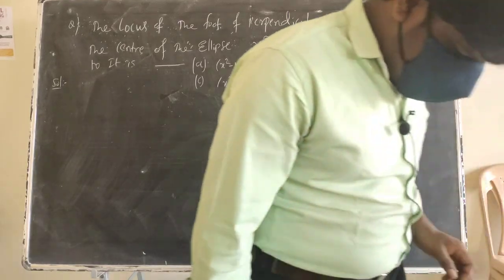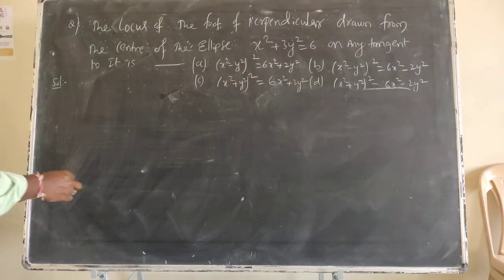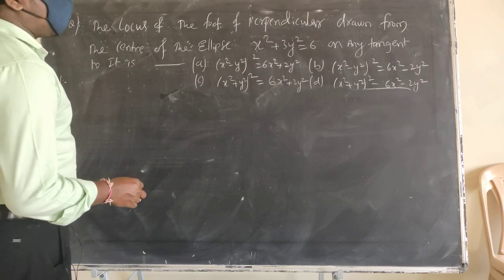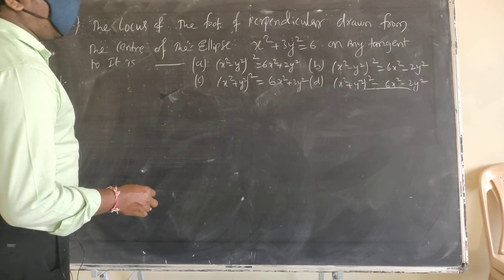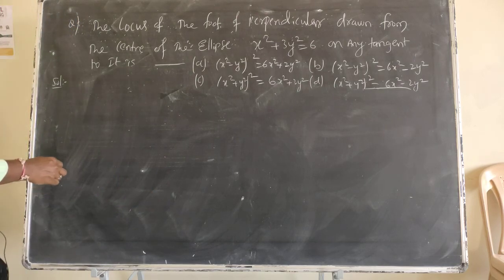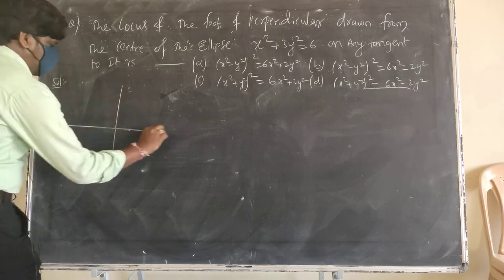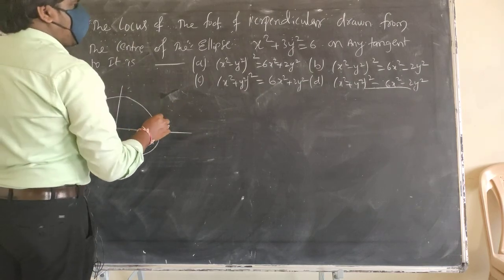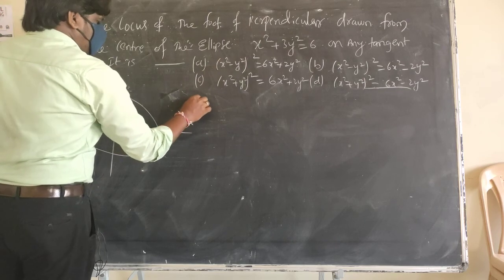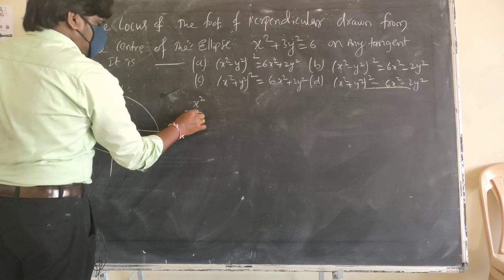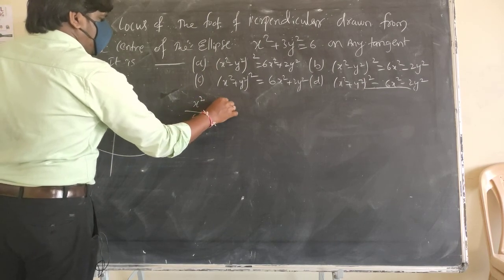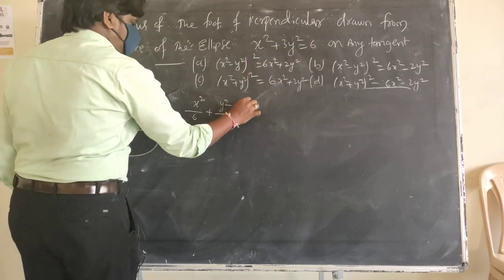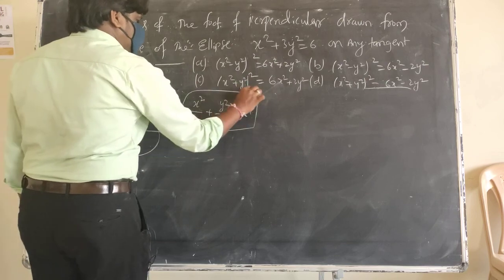Which is asked in JEE. Let's see here. The locus of the foot of the perpendicular drawn from the center of the ellipse x square plus 3y square equal to 6 on any tangent to it is dash. See here I am taking an ellipse. This is the ellipse. I took x square by 6 plus y square by 2 equal to 1, if I divide by 6. So it is a horizontal ellipse.